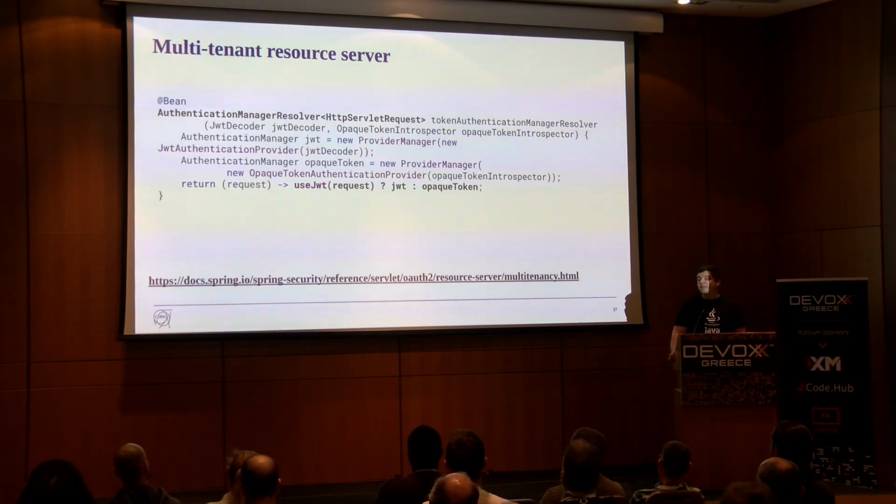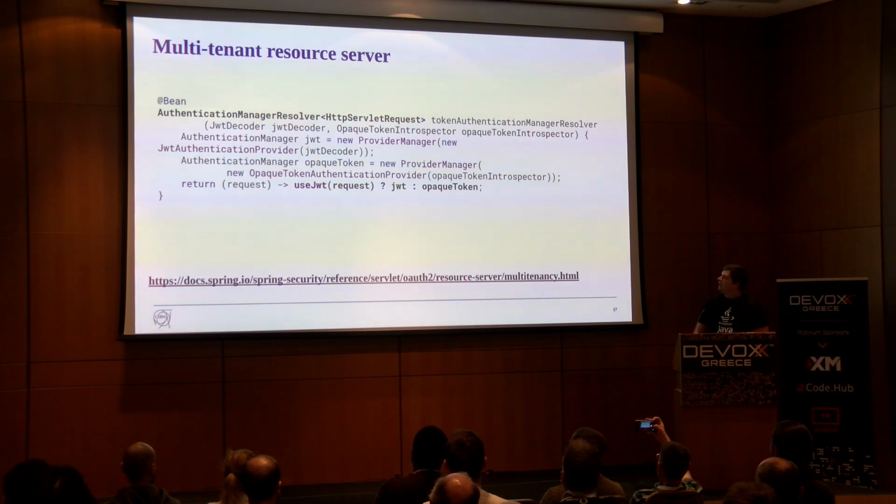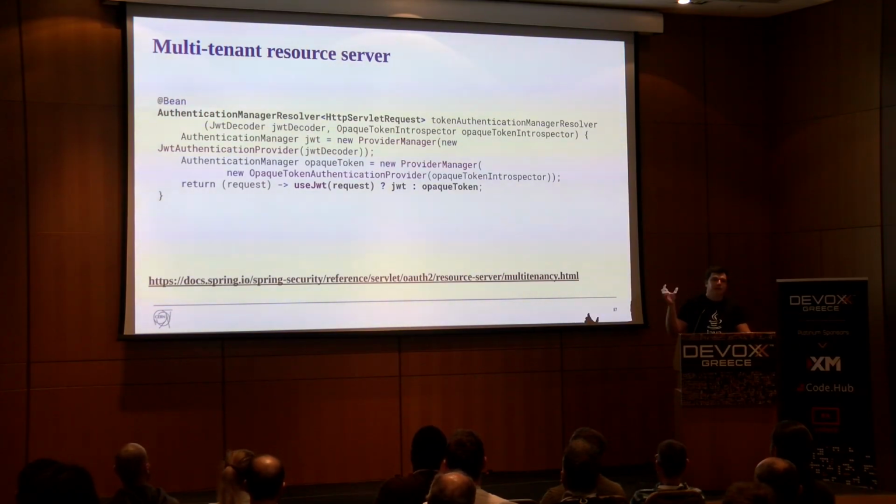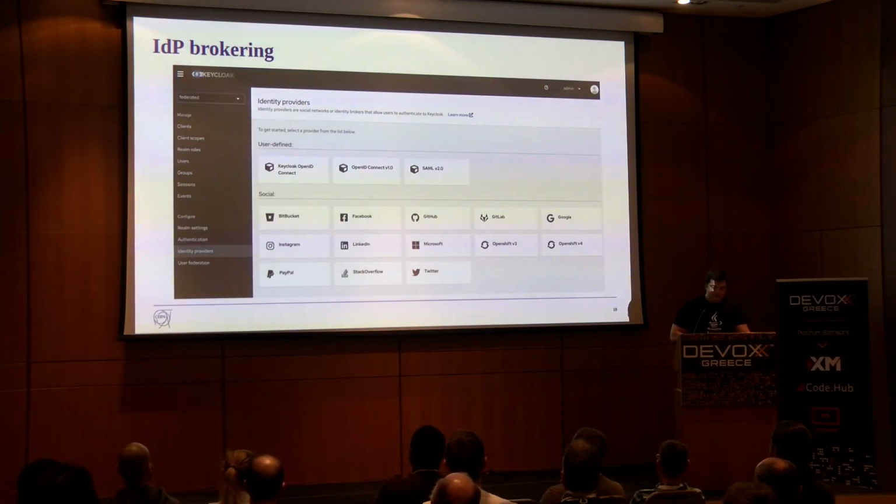Then we have multi-tenant resource servers. There's plenty of docs about this one. We're not going to go into a lot of detail because we also don't have the time for that. But basically, do we want to go one route or the other when a token comes in? So you look at the claims in the token, you validate that the token is correct, and then you go down the path that you have chosen.